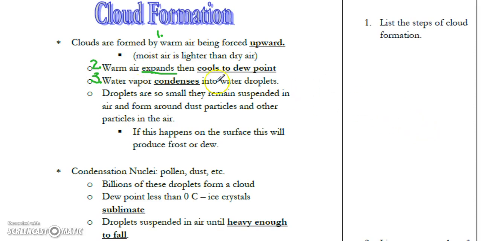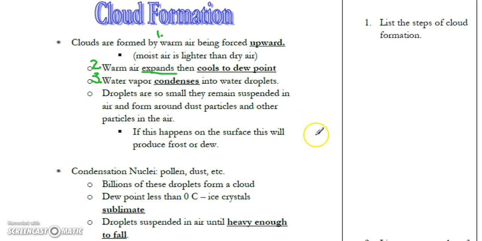So now again, we have warm air rising up because it's less dense. We have warm air expanding and cooling to the dew point. And when it reaches the dew point, step three, that water vapor, or the gas form of water, will condense into water droplets, the liquid form of water.